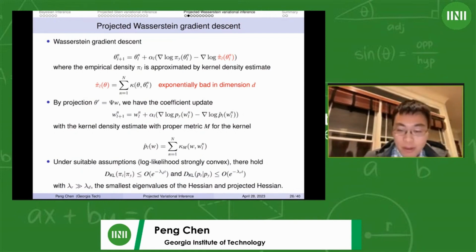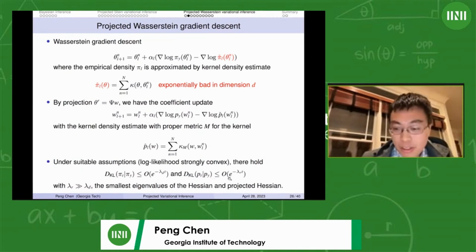And we show that if the posterior distribution, or the log likelihood function, is strongly convex, then pi t will converge to the posterior distribution in the original space exponentially, but here we have a convergence rate of lambda d. Lambda d is the smallest eigenvalue of the Hessian of this log likelihood function. And typically in high dimensions, lambda d is close to 0, or eventually in infinite dimensions converges to 0. So this will significantly slow down the convergence.